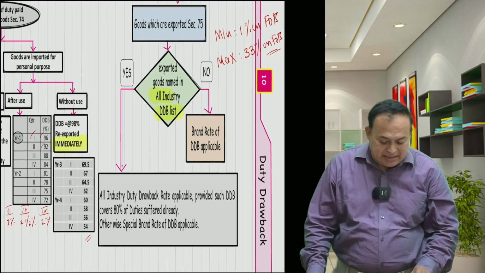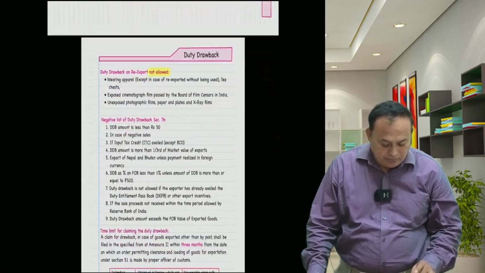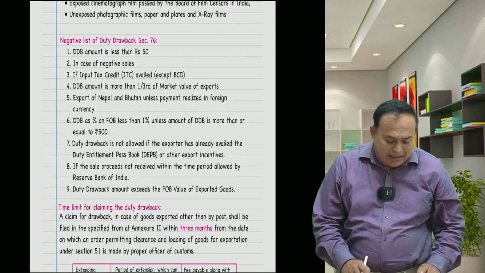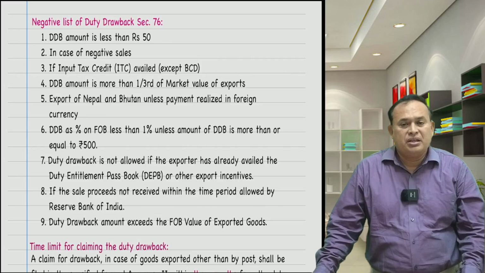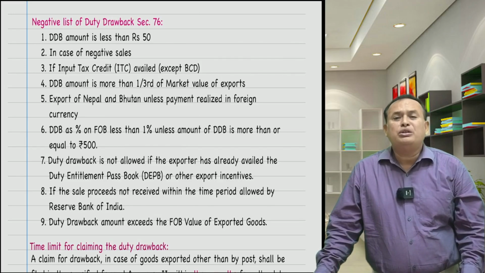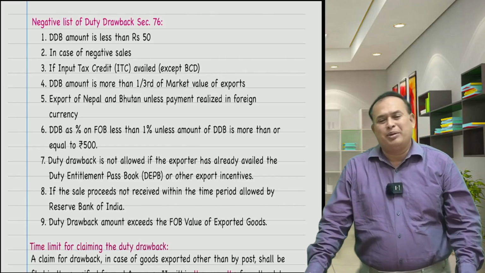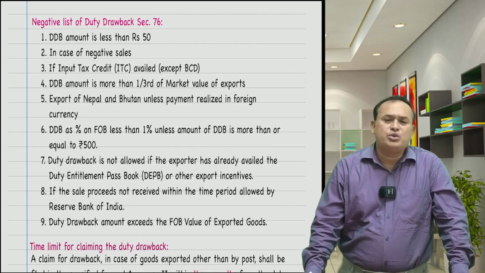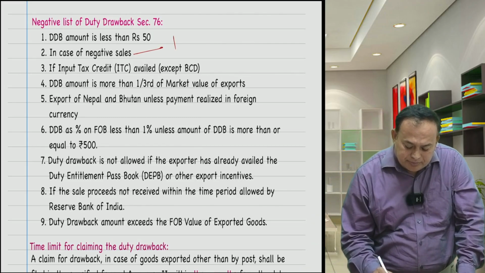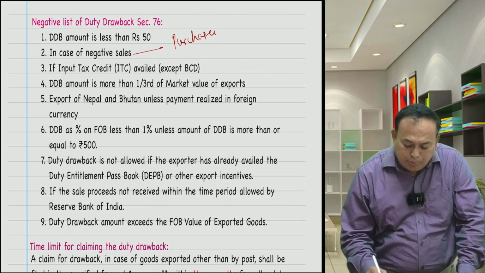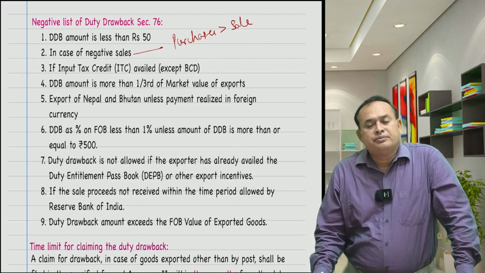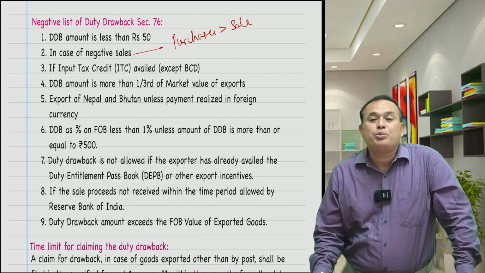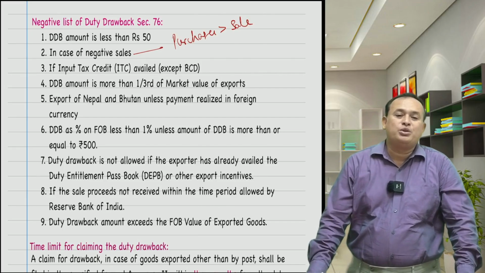Now, there are cases where duty drawback is not allowed under section 76. Reason? The amount of duty drawback is less than 50. Don't expect it, leave it. In case of negative sale, what do you mean by negative sale? Purchases more than sale. My import is 2 lakh rupees worth of goods. I am exporting after manufacture at only rupees 80,000. Duty drawback is not allowed because of negative sale.